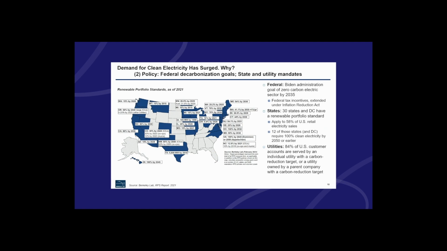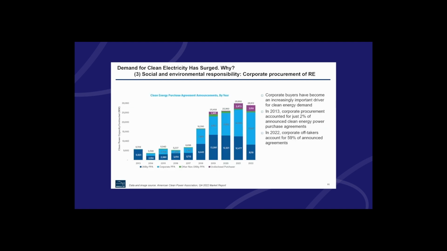Of course, we have these federal targets. The Biden administration, this is kind of what I'm framing my talk around today, is hitting a zero-carbon electric sector by 2035. We have tax incentives under the Inflation Reduction Act. And then we have utilities. So even if you're not in a state with a renewable portfolio standard, you're most likely served by a utility that has a decarbonization commitment. 84% of US customer accounts are currently served by utilities that have some level of decarbonization commitment. So again, this is just another driver of demand for renewable electricity.